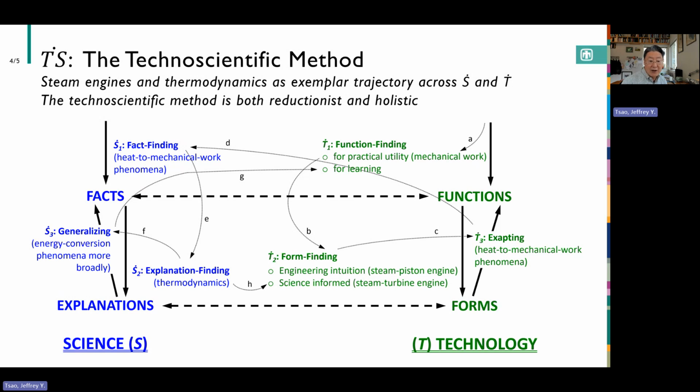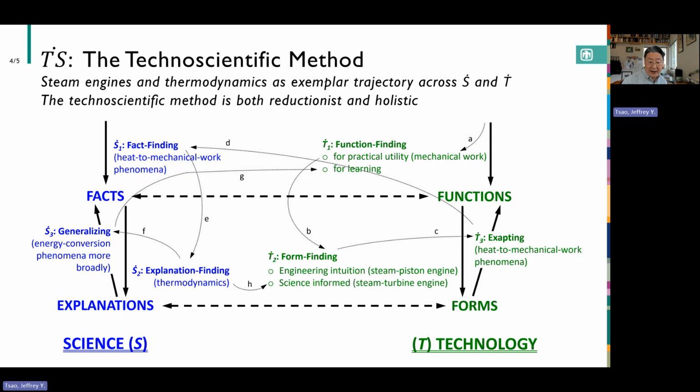Before we had thermodynamics, though, we did have James Watt's steam piston engine. That engine could do mechanical work. That was its practical utility motivation. But it also represented a set of phenomena associated with the conversion of heat to mechanical work, phenomena that were unexplainable by the science of the day. And that brings us to T3 dot, exapting. The steam engine, or the phenomena that the steam engine exhibited, was exapted for a scientific purpose. That then flips us from the engineering to the scientific method to S1 dot, fact finding.